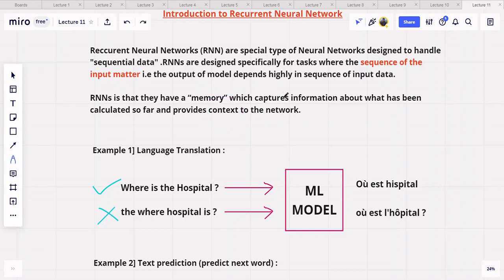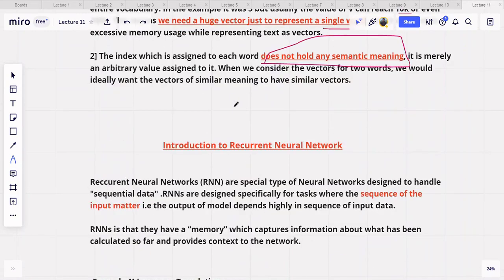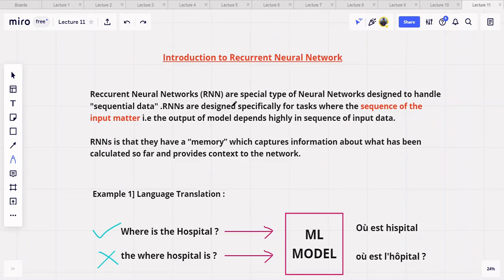Whenever you have problems where the sequence of the input matters, that is, the output of the model highly depends upon the sequence of the input data, in that case we use a recurrent neural network. Recurrent neural networks have a memory feature, which provides context to the neural network. One example would be language translation.